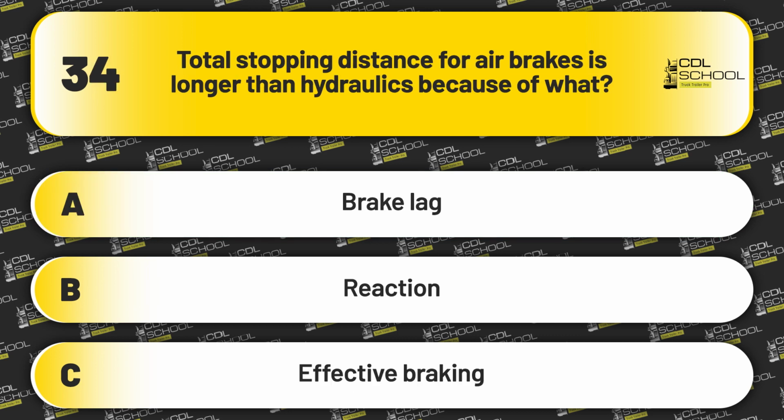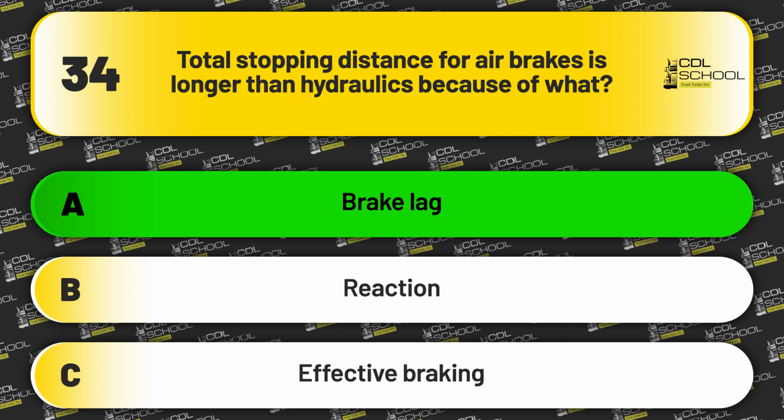Total stopping distance for air brakes is longer than hydraulic because A. Brake lag. B. Reaction. C. Effective braking. The correct reason is A, brake lag. Air pressure takes time to brake, and with hydraulic, there's a slight difference in timing. That's why brake lag is the reason.